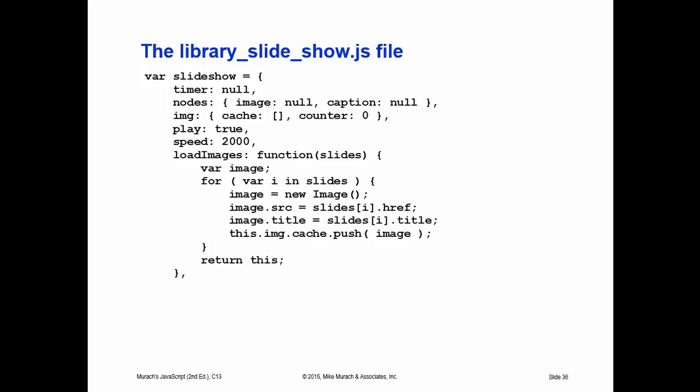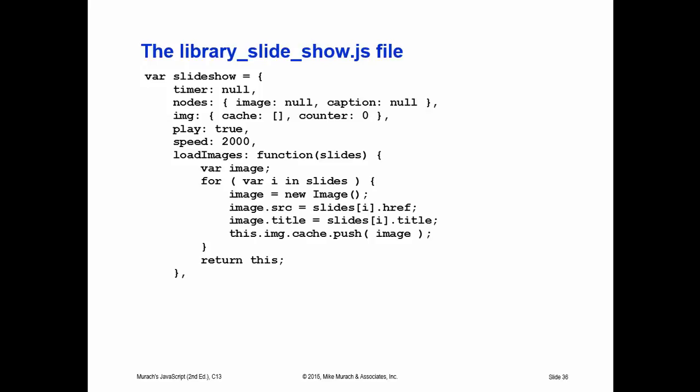The timer property holds a reference to a timer. The nodes property contains an object with properties named image and caption, which holds references to the image and span tags. The image property contains an object with 2 properties, an array named cache and a number named counter. The last 2 properties that you see in there are play and speed.